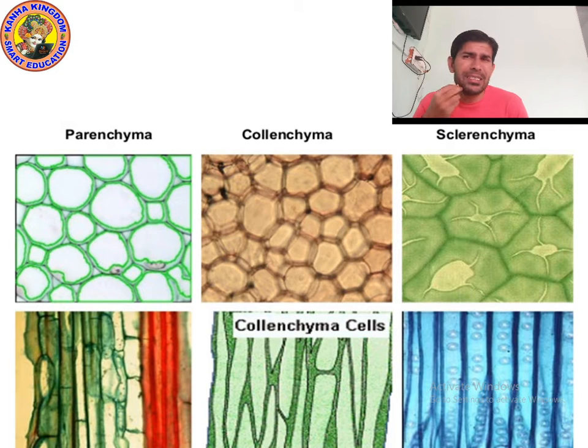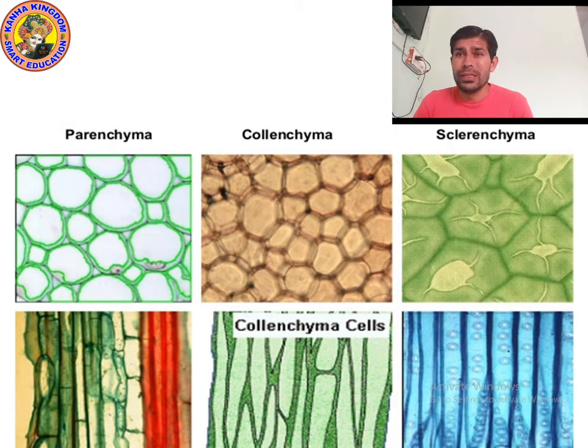And some parenchyma cells have large air cavities which help the plant to float on water. That's why they are also found in aquatic plants. And some parenchyma cells of root and stem store water and mineral.